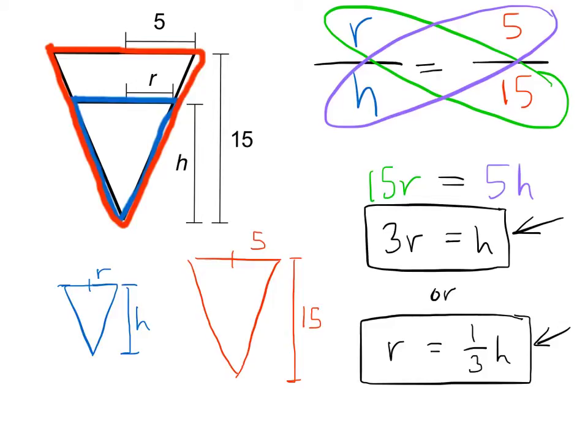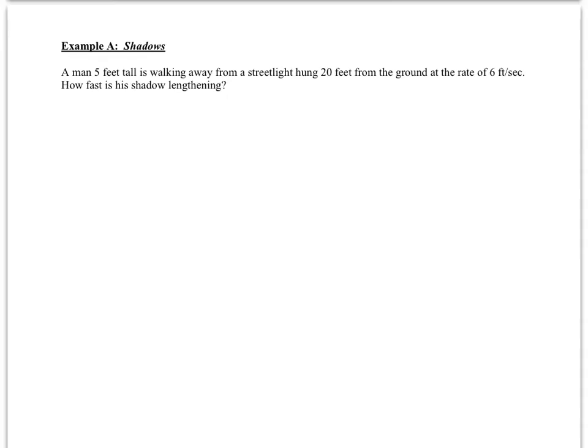Okay, so let's take a look at some examples now on the next problem. All right, for our first example, example A, this is a common similarity problem that's about shadows. So it's a pretty fun picture to draw, but first read the question and find out for yourself what is constant and what is moving.